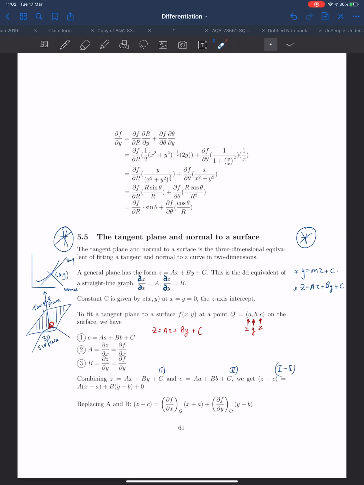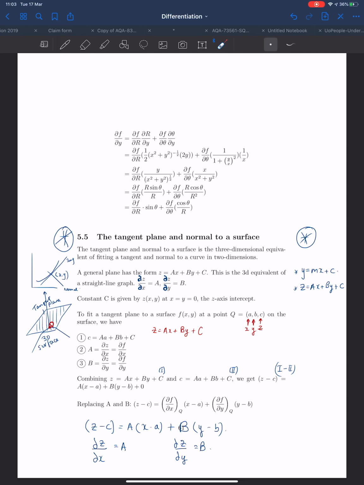We get z take away c equals a, x take away a, plus b, y take away b. The c take away z is naught. So what we've got there is z minus c is a(x minus a) plus b(y minus b). But we also know that a is dz/dx, and b is dz/dy.